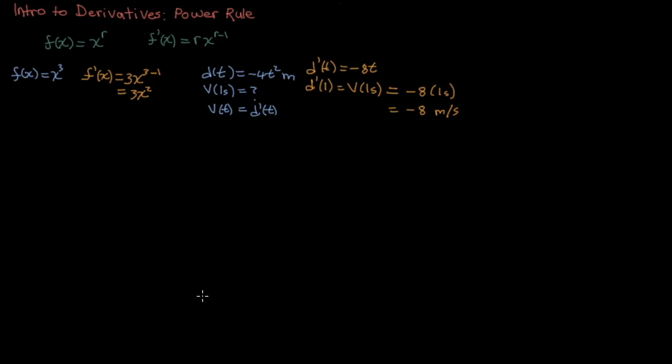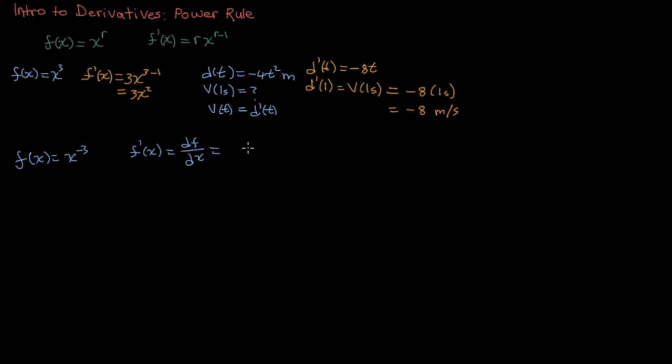So let's do another example here. Let's say you're given a function f at x is equal to x to the -3. What is f prime at x? Okay, f prime at x. Also, another way of writing f prime at x is df by dx. So the derivative of f with respect to x, f prime at x.